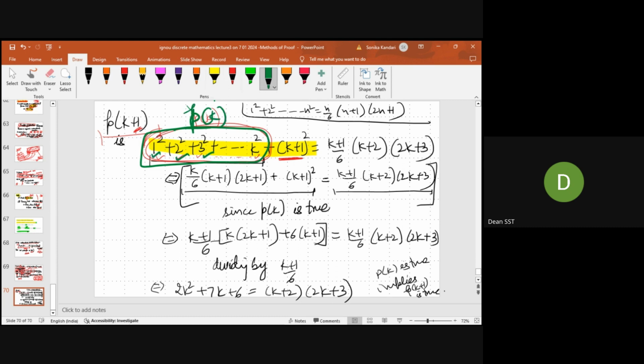This is Pk: 1 square, 2 square, 3 square, up to k square, plus we are taking k plus 1, so here k plus 1 square is equal to, fine, k plus 1. Here you are having n, so you will substitute k plus 1 instead of n. n plus 1 means k plus 1 plus 1, so it will be k plus 2. So twice of n plus 1, that is, twice of k plus 1 plus 1, will be 2k plus 3. Is this line clear? Yes.